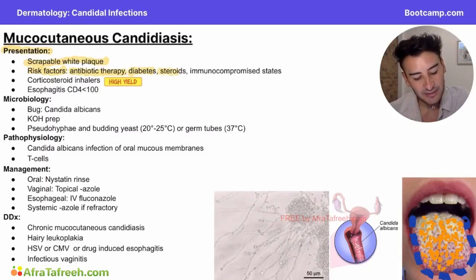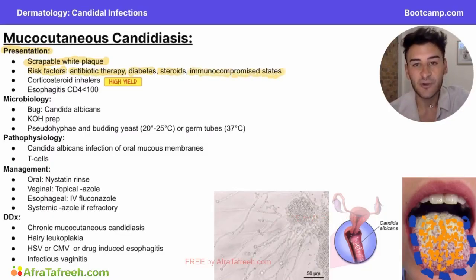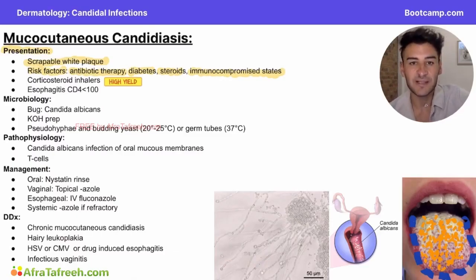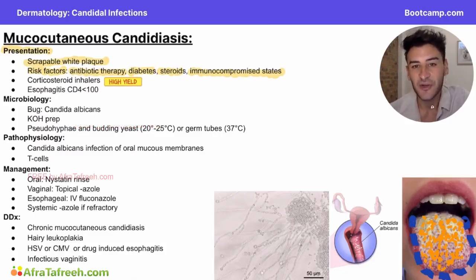Next, let's talk about steroids in immunocompromised states. So we know that steroids are going to knock down our immune system. And our immune system is responsible for keeping normal flora at bay, one of those being candida. So if our immune system is knocked down, whether it's from steroids or some other immunocompromised state, this is going to allow candida to grow out of control up to the levels where we're going to see the scrapable white plaque.